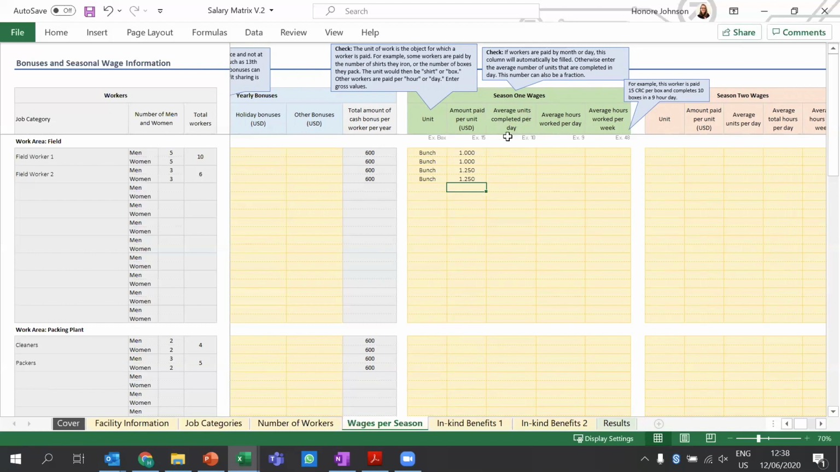Next column is talking about the average units completed per day. In this case, it's the average number of bunches of bananas that are picked per day. For this example, we will say 10 bunches are picked for field workers 1, and about 12 are picked for field workers 2. And it's very important to fill in the last 2 columns. The last 2 columns include the average hours worked per day and the average hours worked per week. For this example, all of these workers are working about 8 hours per day and 48 hours per week.